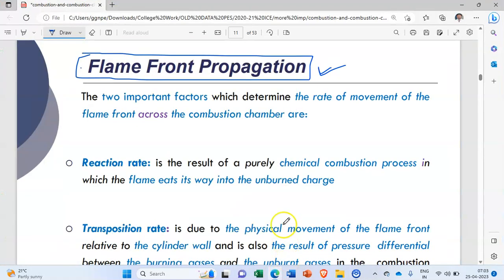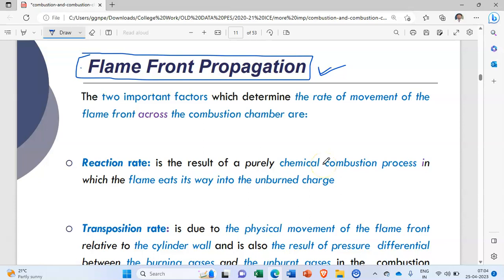Good morning to all. In the previous lecture, we studied the different stages of combustion in an SI engine. We learned that there are three stages of combustion. The first stage is ignition lag or delay period, the second stage is the flame front propagation stage, and the third stage is after burning. That we have learned.